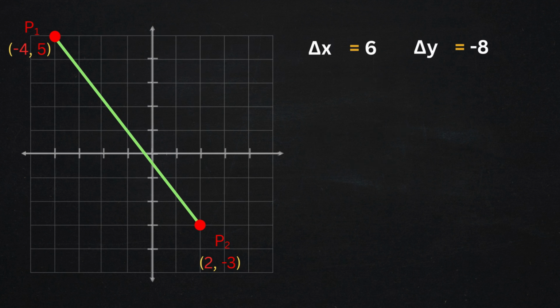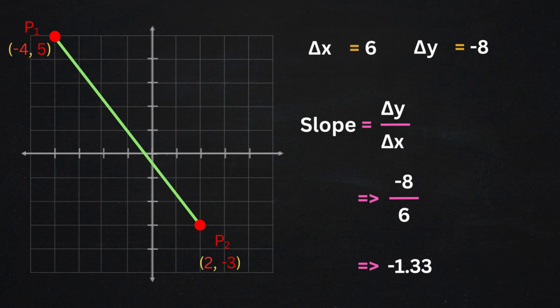Now use the slope formula. Here, slope equals delta y by delta x, which equals -8 by 6. This comes out to be -1 1/3, or -1.33 up to 2 decimal places. So the slope of the line is negative, which is consistent with the downward slant we see on the graph.